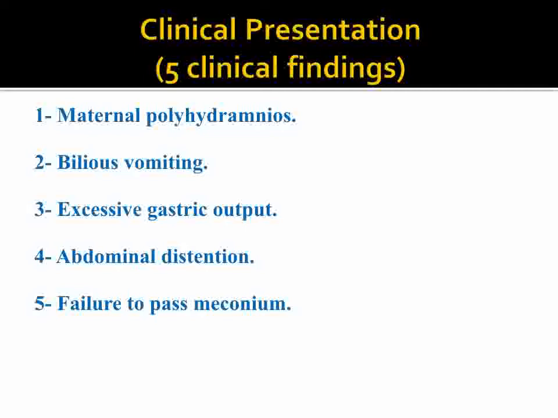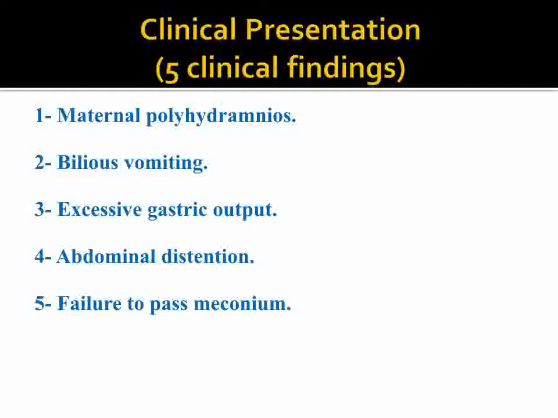Excessive gastric output: meaning that in bilious vomiting the obstruction should be beyond the level of the ampulla of Vater, while if the obstruction is at the level of the stomach, the first part of the duodenum, or the second part of the duodenum above the level of the ampulla of Vater, this baby will vomit only the gastric juice or gastric fluid, and he will not have bilious vomiting. So excessive gastric output is a sign of neonatal intestinal obstruction, and the level of obstruction is above the ampulla of Vater.